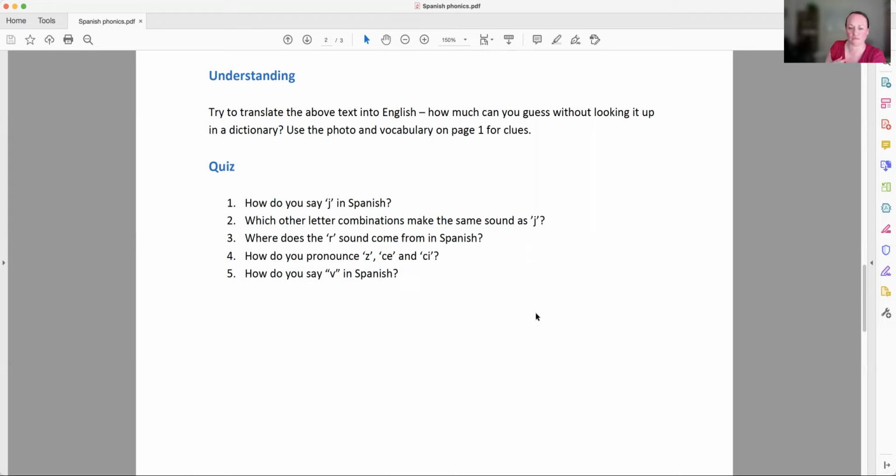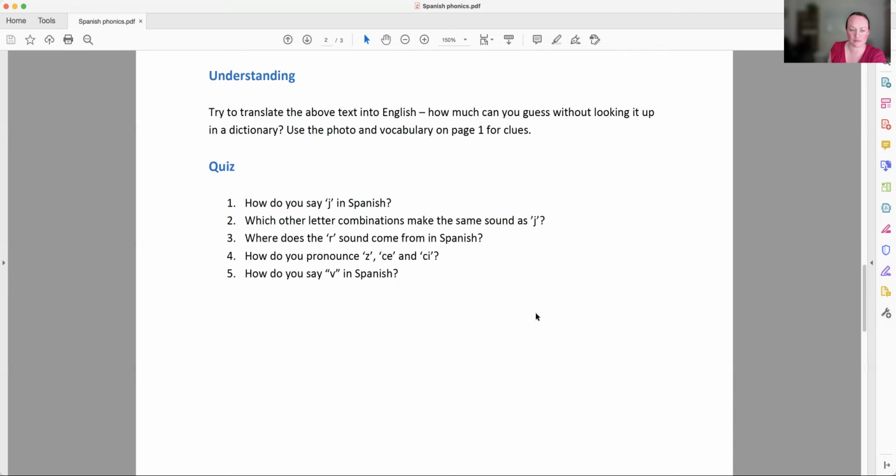Ch. Okay. Which other letter combinations make the same sound as J? Which other ones make the ch sound? So if you remember, it is GE, like la gente, and GI, like colegio.